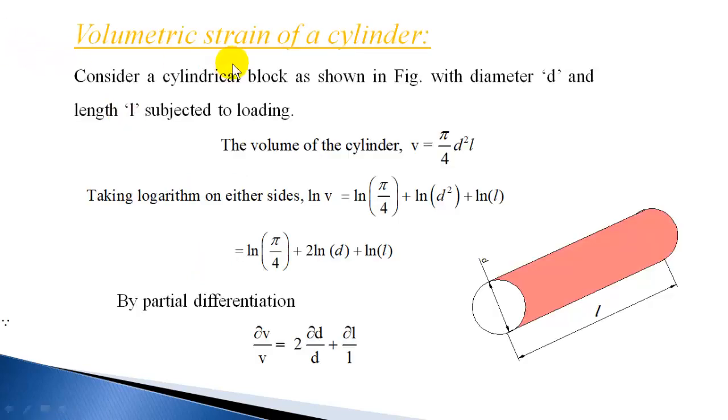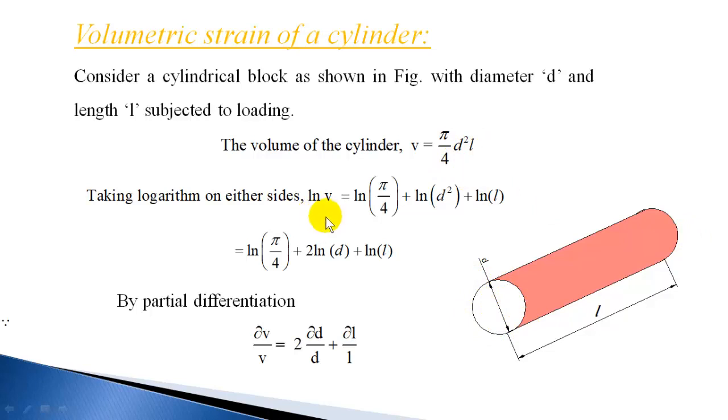Now to find out the volumetric strain of a cylinder, consider a cylinder having diameter d and length L, and its volume is area of cross section multiplied by length. Area of cross section is pi by 4 d square into length. So pi by 4 d square into length will give the volume.